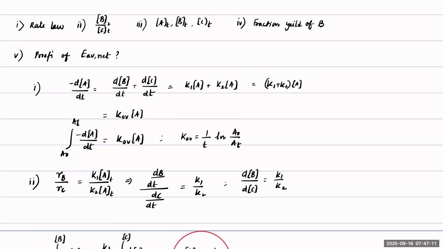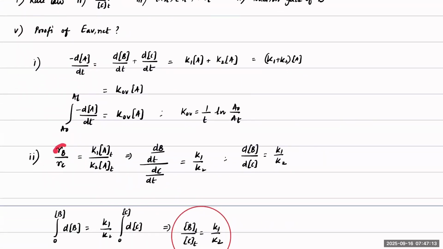Have you noticed something? When I write rate of B by rate of C, rate of B is K1 into A and rate of C is K2 into A. So A will get cancelled. So can I say that rate of B by rate of C, which is equal to dB by dt by dC by dt, that is equal to K1 by K2, right? And you know that for a small amount of change, this dt can be cancelled off. So what is left now? dB by dC is what is left, correct? So dB by dC is equal to K1 by K2.